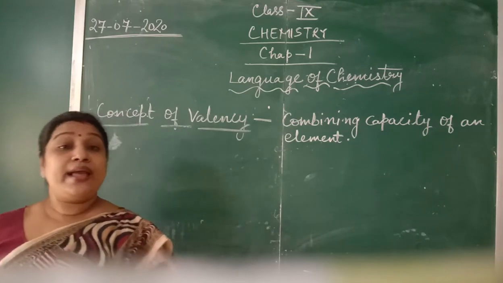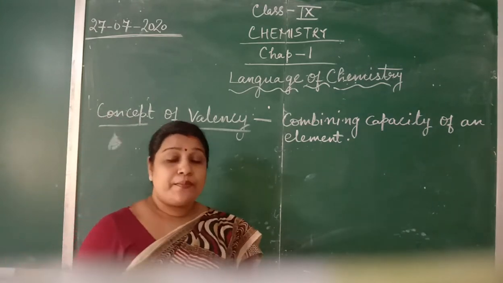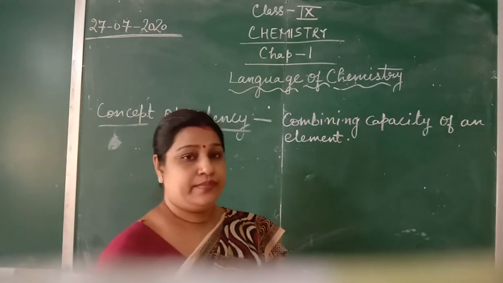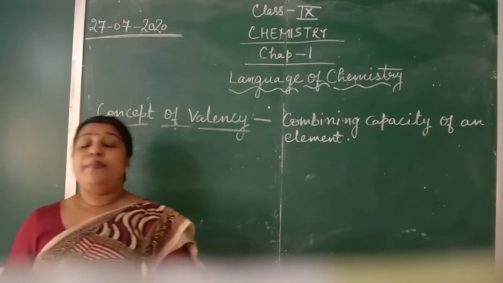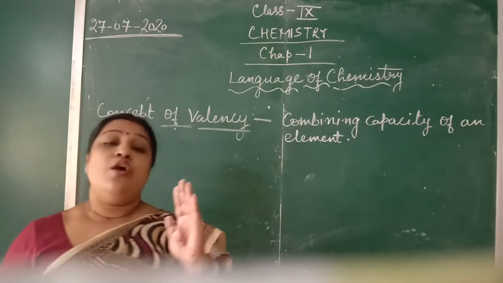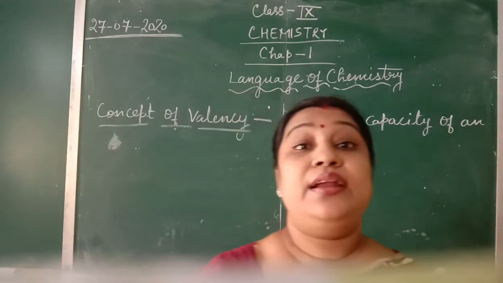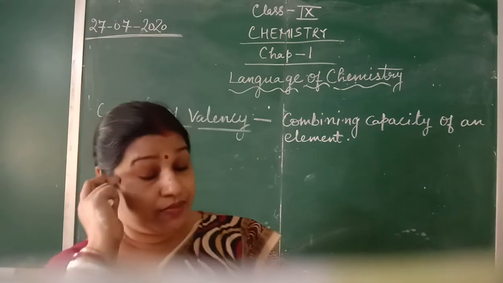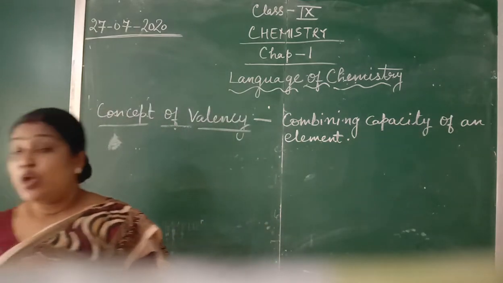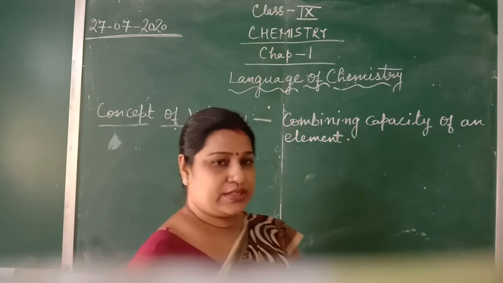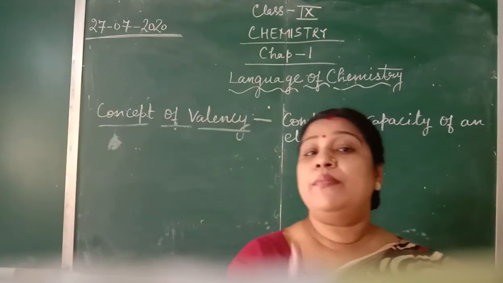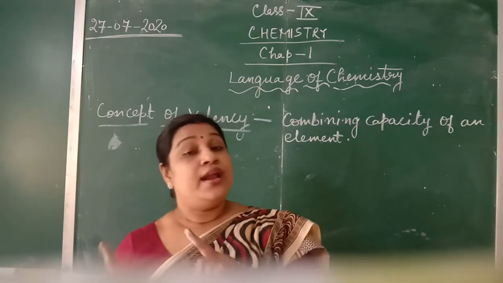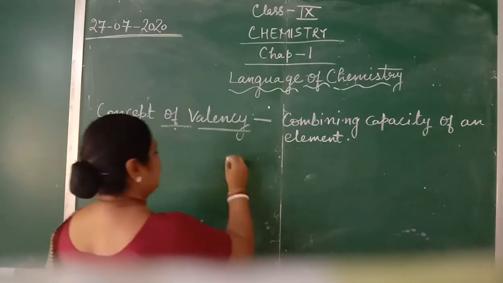What do you mean by combining capacity? Combining capacity means the number of hydrogen atoms. Children, be careful. The number of hydrogen atoms which can be combined directly or indirectly with one atom of any substance. Once again, the number of hydrogen atoms which can be combined directly or indirectly.